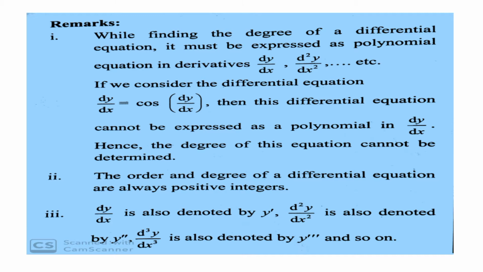Second, the order and the degree of the differential equation are always positive integers. Order and degree are always positive. Third, dy upon dx is also denoted by y dash, d2y upon dx square is also denoted by y double dash, d3y upon dx cube is also denoted by y triple dash, and so on.